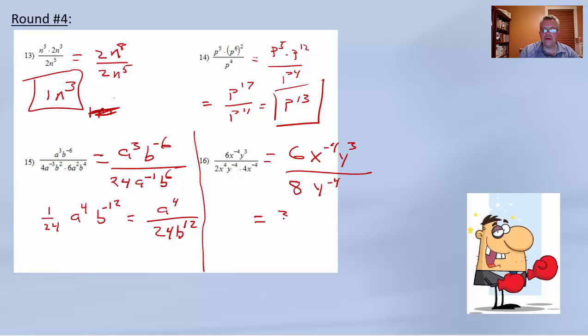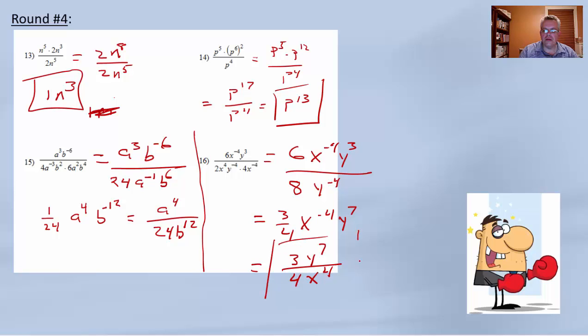6 over 8 is 3/4. There's only x to the negative 4th. There's nothing to combine that with. Then for the y's, y to the 3rd divided by y to the negative 4. Subtract the exponents, you get 7. Okay, so I see that we're going to have a 3y to the 7th in the numerator. Those are positive exponents. In the denominator, we have 4x to the 4th.